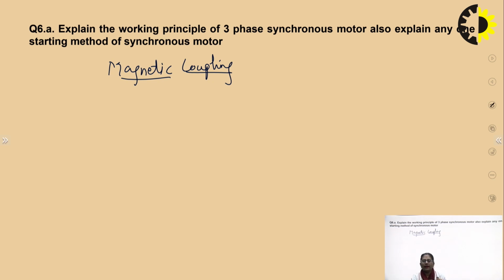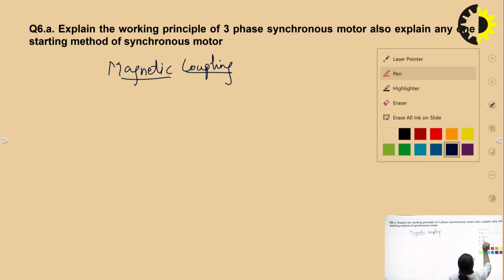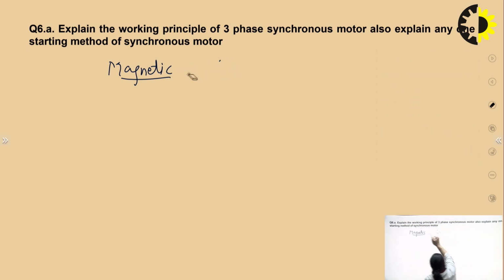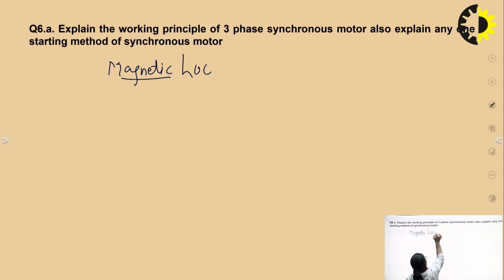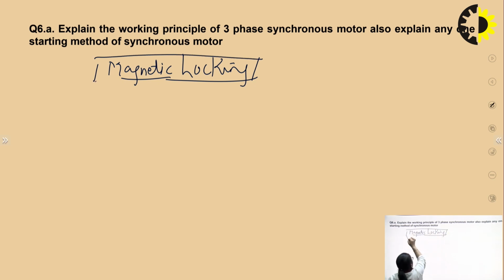So if the magnetic axes have been aligned for both the poles, there will be magnetic locking or magnetic coupling. In fact, this is magnetic locking which will be occurring. This is magnetic, not coupling, this is magnetic locking. Magnetic locking. So there exists a magnetic locking between the two poles, right? If their magnetic axes are aligned, their magnetic neutral axes are aligned, there will be magnetic locking.